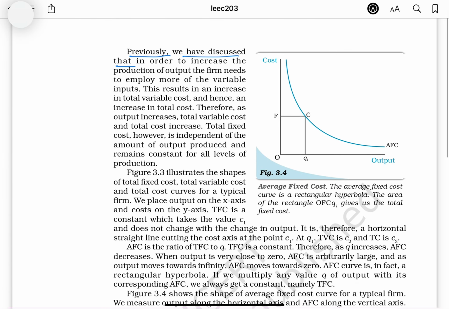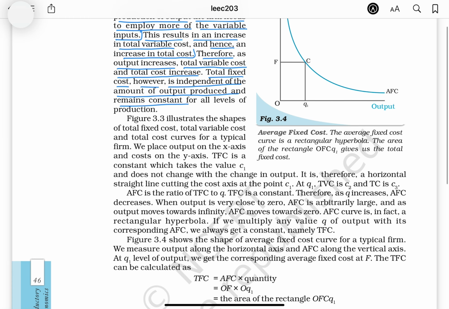Previously, we have discussed that in order to increase the production of output, the firm needs to employ more of the variable inputs. This results in an increase in total variable cost and hence an increase in total cost. Therefore, as output increases, total variable cost and total cost increase. Total fixed cost, however, is independent of the amount of output produced and remains constant for all levels of production.